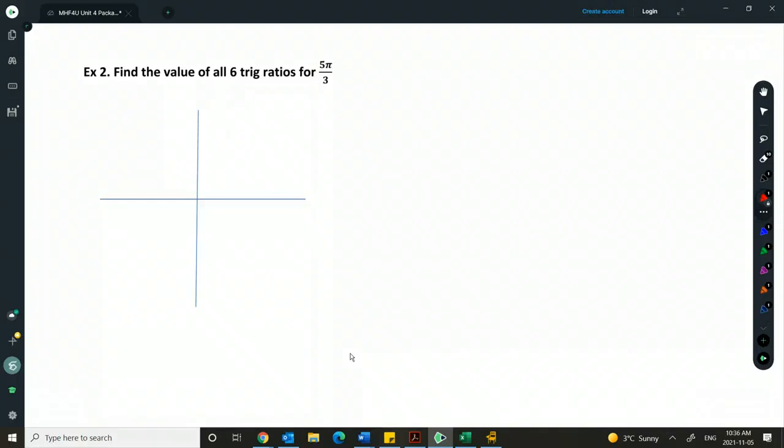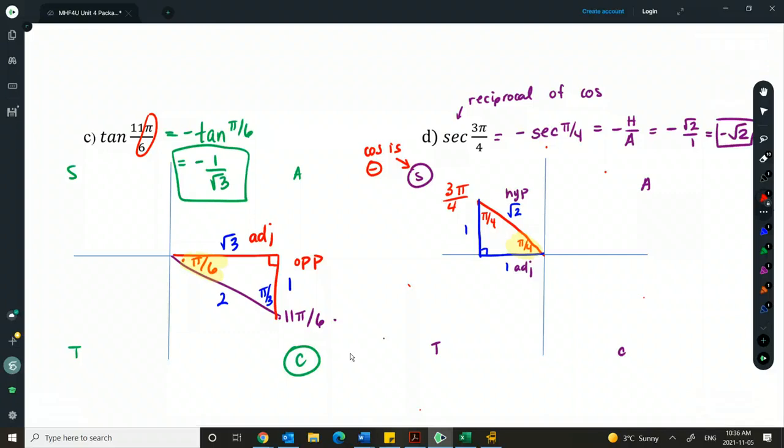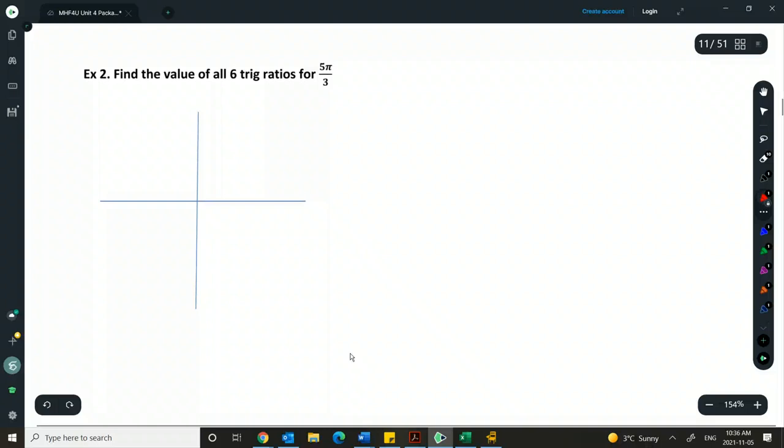So same sort of process, except instead of just finding one of these, we're finding all of them. So use the cast rule, use your special triangle, place the angle, all that good stuff. Okay, I'm going to give you a little head start on this one as well.